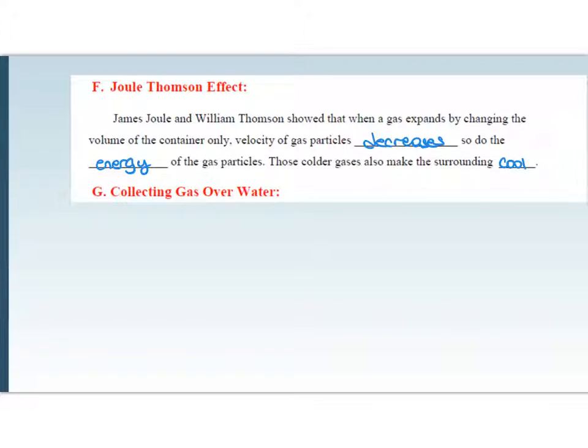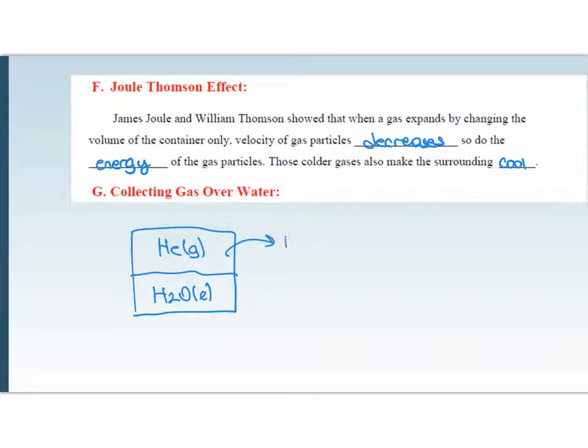And in some questions, you're going to see collecting gas over water. This means that you have, for example, a closed container with some water in it, and you have some helium gas in it. When we are talking about total pressure in this container, you should not forget the vapor pressure of water here. So total pressure is equal to the partial pressure of helium plus the vapor pressure of water.